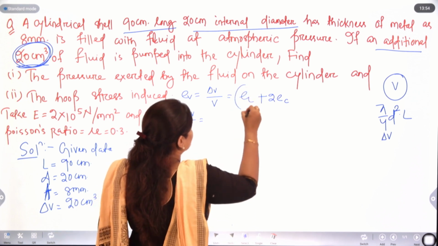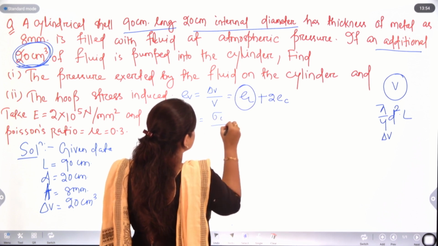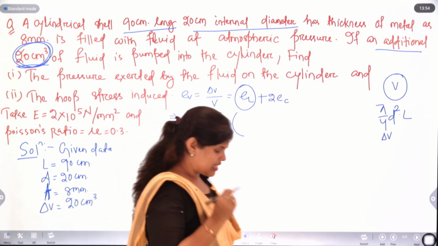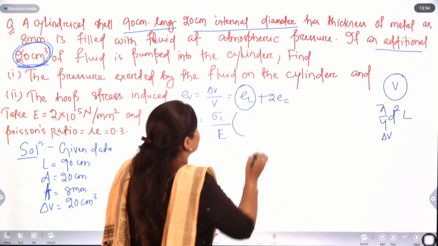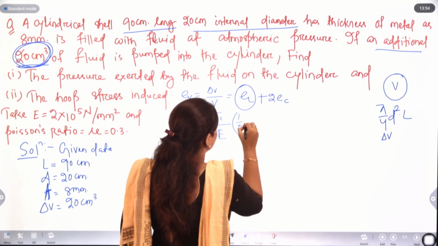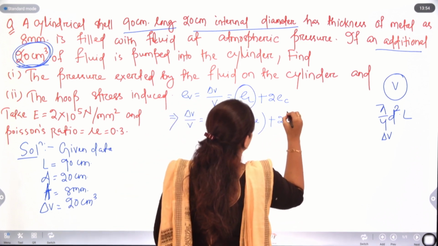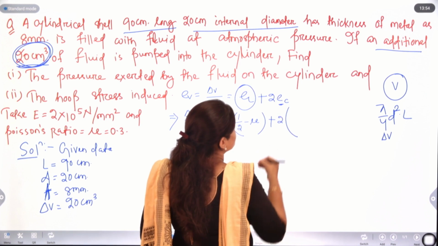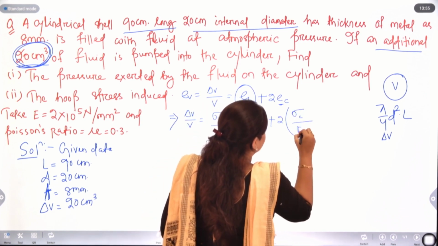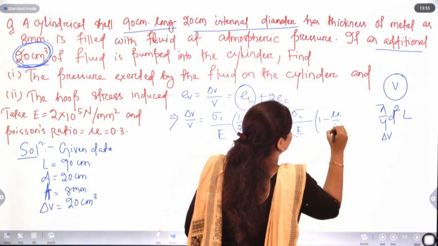Right. So, what is the formula for E suffix L? Sigma C upon E, as I have already said in case of our previous numerical. EL is smaller. So, the first term will be the smaller one. That will be half minus mu. And plus 2 into here what? Circumferential strain. The formula for circumferential strain is sigma C upon E into 1 minus mu upon 2.